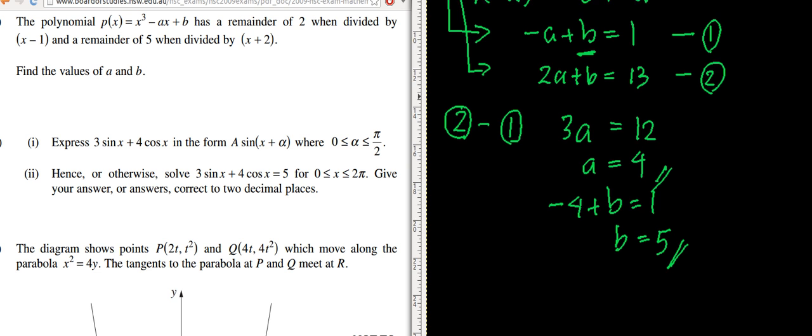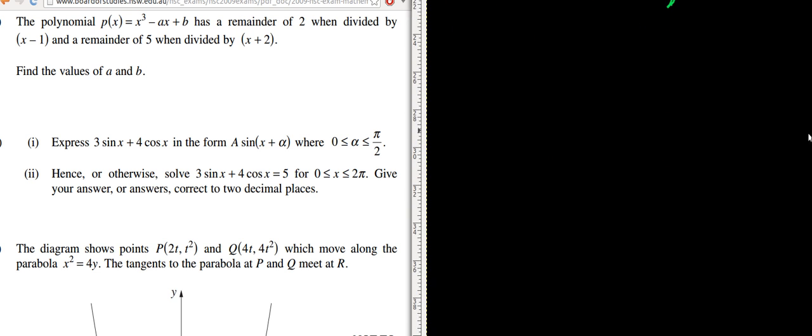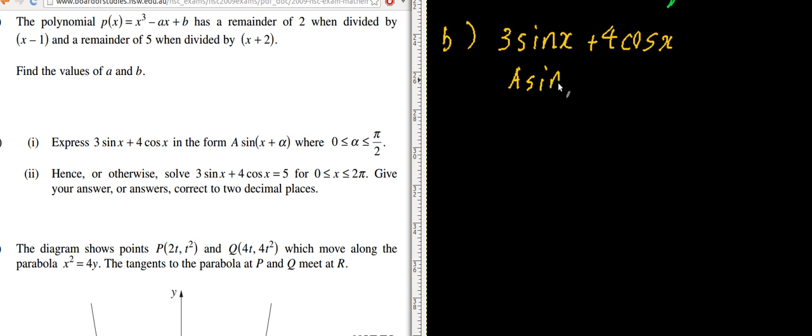Okay, part B. Part B is a slightly hard question, but if you remember this formula that I'm going to show you next, it'll make it a whole lot easier. They want you to express 3 sine x plus 4 cos x as a sine in brackets x plus alpha.